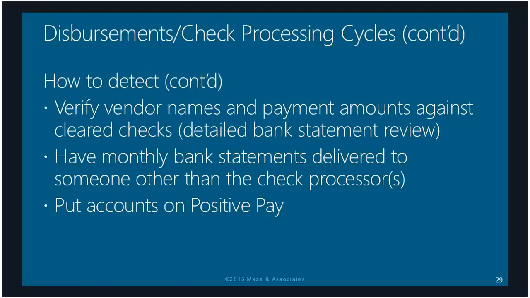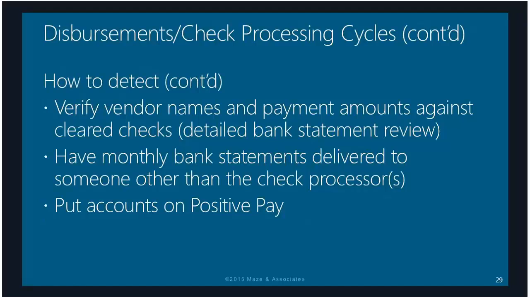Other ways to detect problems in disbursements check processing is to verify the vendor names and payment amounts against cleared checks. Do a very detailed bank statement review. This is something I definitely harp on with all of my audit clients: bank reconciliations need to be done timely, and there needs to be a very detailed review. Look at the reconciling items that don't ever go away. And make sure that whoever is reviewing it is somebody who knows what they're looking at and cares about it. Have monthly bank statements delivered to someone other than the check processor.